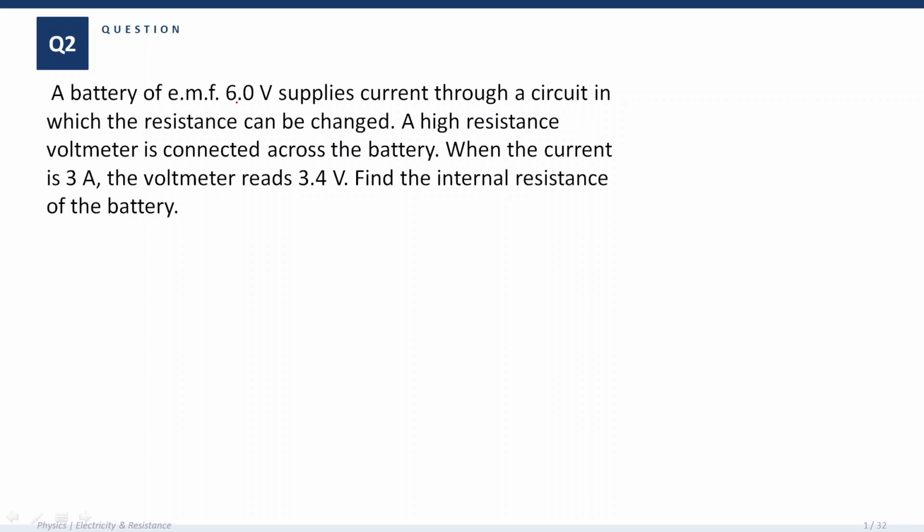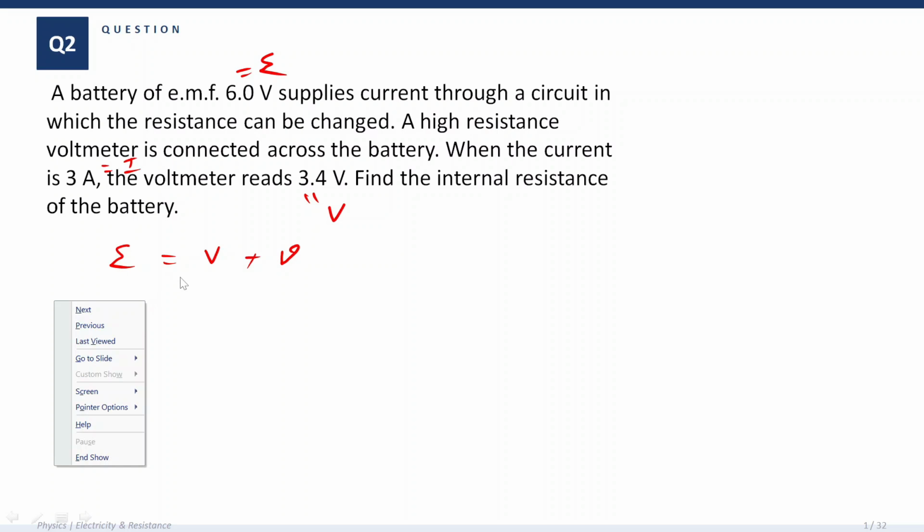So what is given? This is the epsilon, electromotive force of the cell. This is the terminal voltage, capital V. 3 amperes of current, I it is. We have to find the internal resistance of the battery. Direct formula we will use: epsilon equal to terminal voltage plus voltage drop.